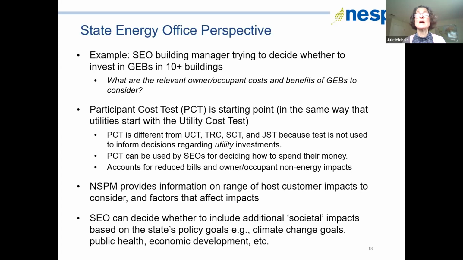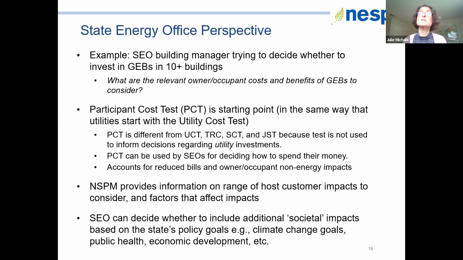Now, a note here on a state energy office perspective in a situation, for example, as I mentioned earlier, where let's say a building manager is managing a number of buildings and is looking to invest in grid interactive efficient buildings, GEBs, to improve the operations of its buildings. And what are the relevant costs and benefits? Well, this is where there's a bit of a departure from the NSPM, because the NSPM does focus on the investments by utilities using public funds to acquire resources.